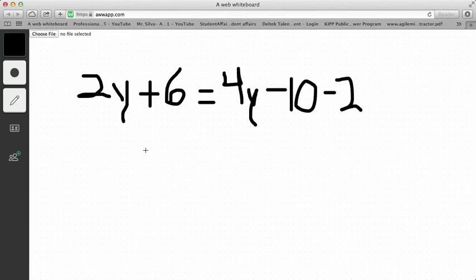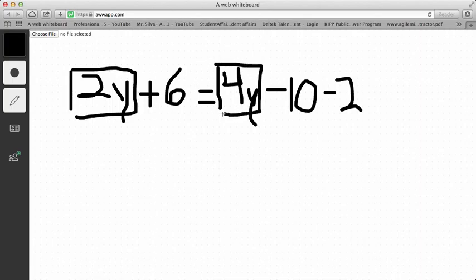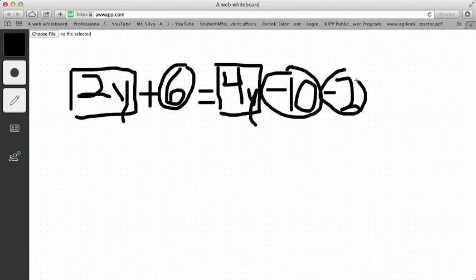So here we have our multi-step equation, and basically the first thing that I want to do is combine all my like terms. I know that I have a 2y right here, and I also have a 4y right here, and then I also have three constant terms of 6, negative 10, and negative 2. So what I want to do is get either all my variables on the left side or the right side, and then get all of my constants on the opposite side. So the very first thing that we're going to do in this case is get all of my variables on the right side of the equation.